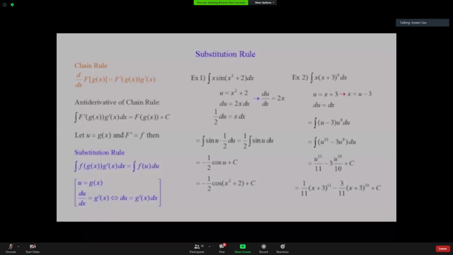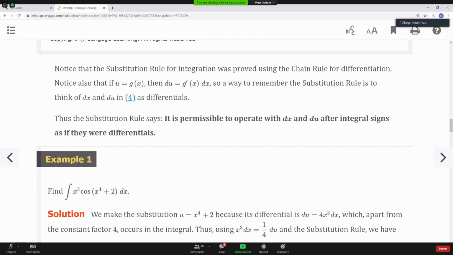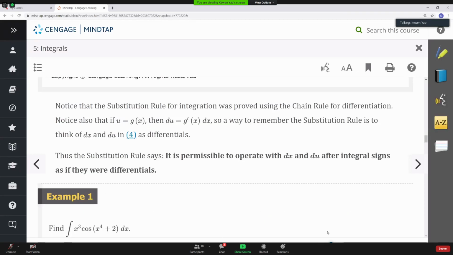Okay, very good. So this method is called what? It's called the rule of substitution, or the substitution rule, right? The idea is that you introduce a new variable, right? Let's take a look at this problem. Let's take a look at example 1.